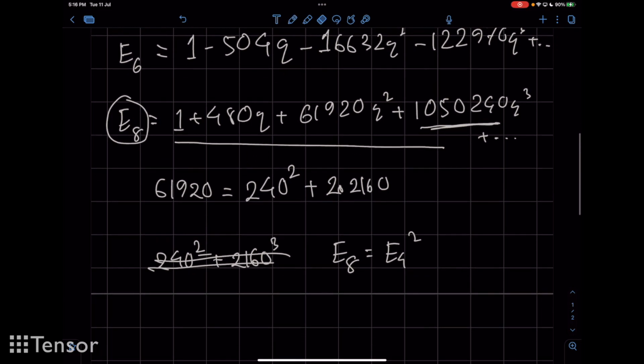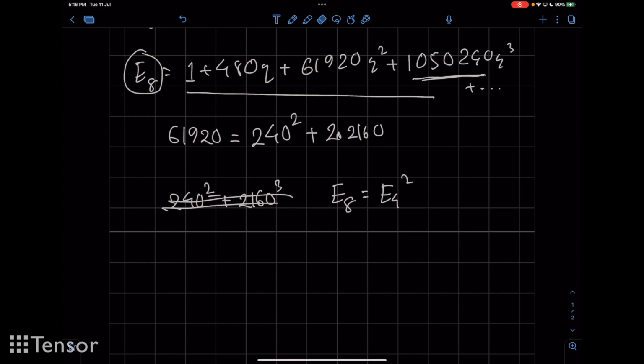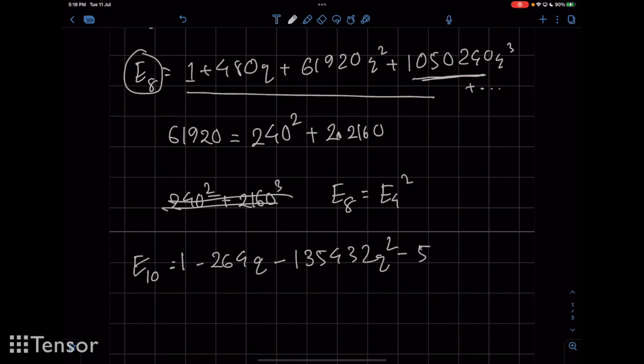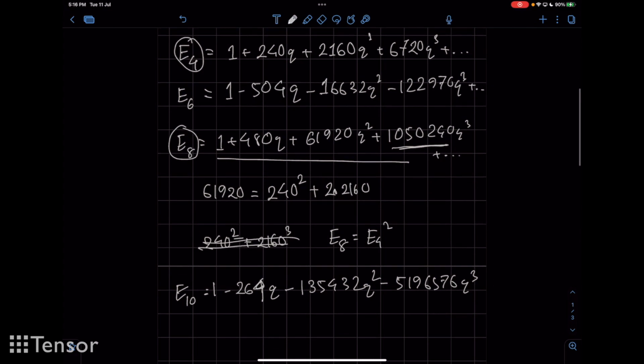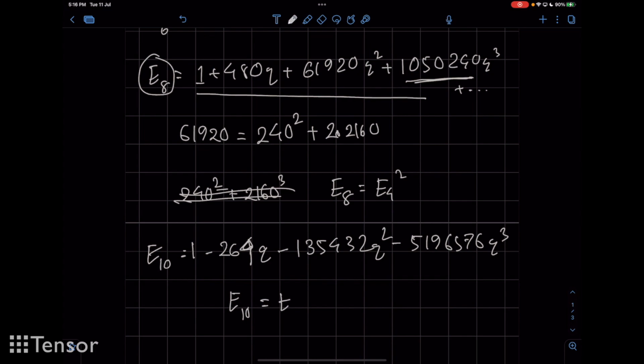Okay. And should I write E10? Okay, let's just write it. E10 is 1 minus 264q minus 135432q squared minus 5196576 q cubed. And again, any guesses by the looks of E4 and E6? 264. Exactly. So E10 is E4 times E6. So again, this is a guess, so of course we have to prove it.